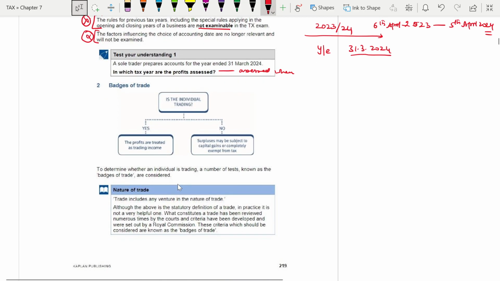If the person is an individual trading, the profits are treated as trading income. Surplus may be subject to capital gains or completely exempt from tax. If you are trading individually, it will be treated as trading income.